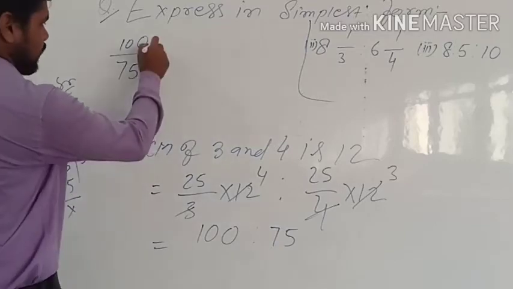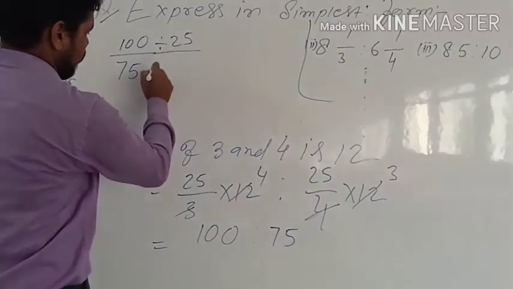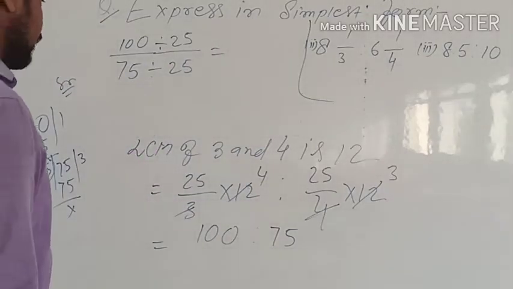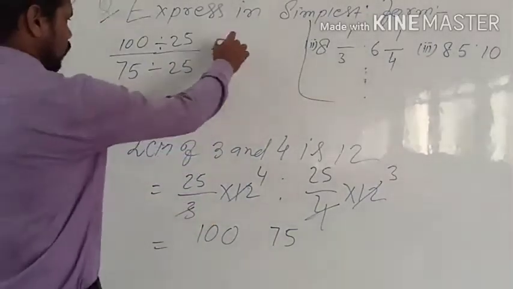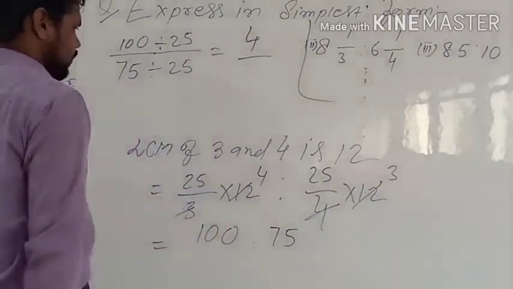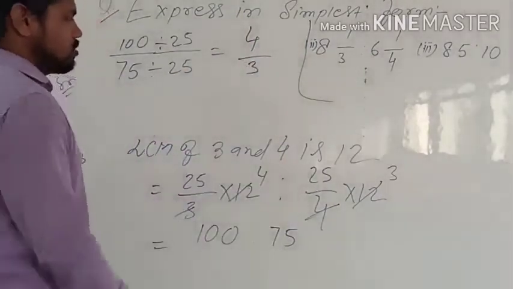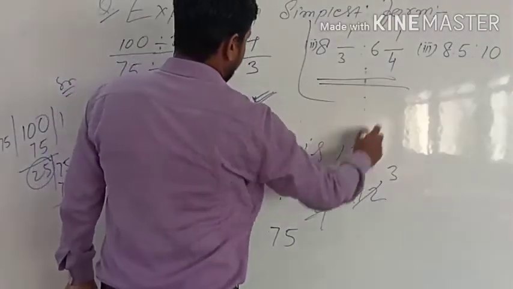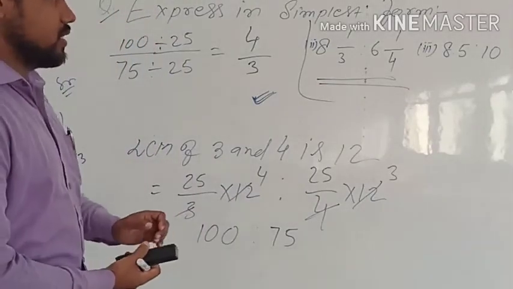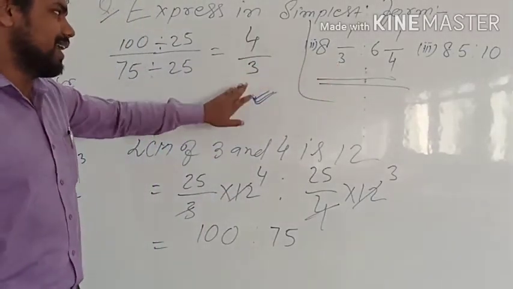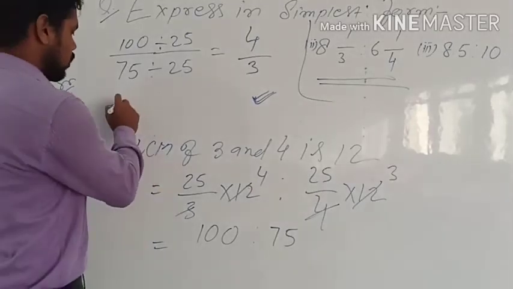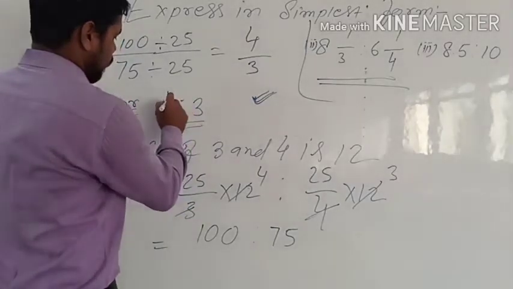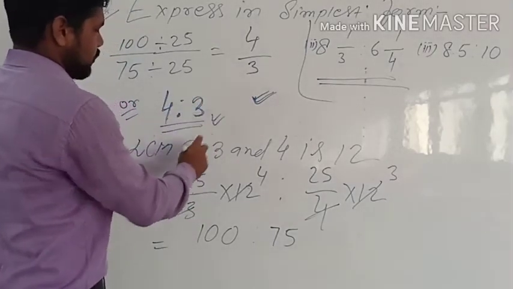It means you have to divide this also by 25, and here you have to divide this also by 25. So if you divide 100 by 25, it will come 4, and if you divide 75 by 25, this will come 3. So this is the simplest form of this ratio. Okay, whatever the ratio is that is given, in simplest form we can write this as 4 by 3 or 4 ratio 3. This will be the required answer.